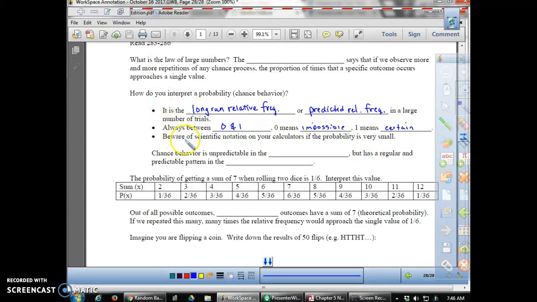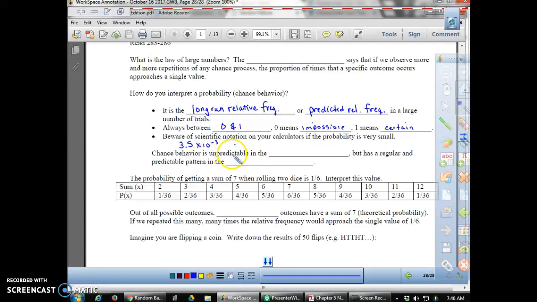So one thing I want to point out is to beware of scientific notation. If your calculator ever gives you something like 3.5, first of all, you know if it's a probability, that's not possible. It cannot be bigger than 1. But usually what has happened is it's really something like 3.5 times 10 to the negative 3. That is possible. So just be careful to make sure that you notice, and it shows up with an E in your calculator.